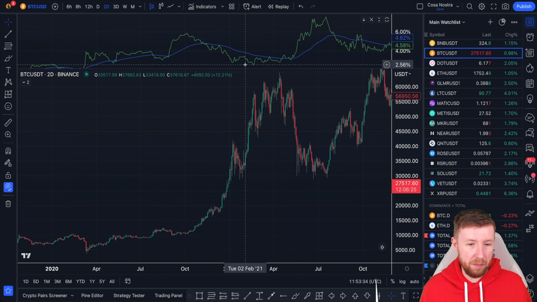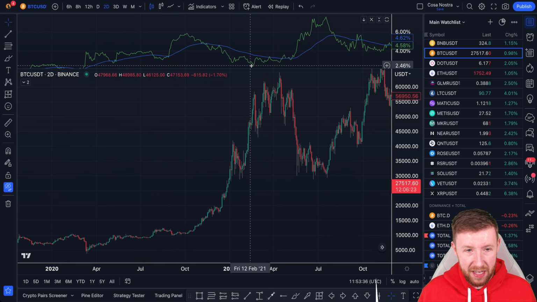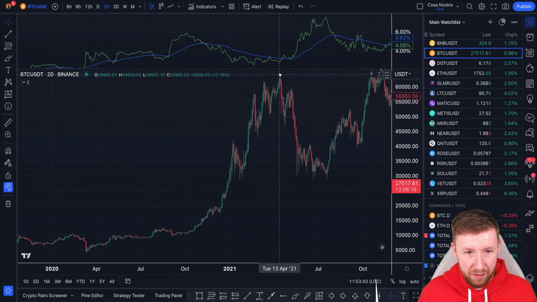Obviously, the market's changed a lot, but the same metrics do happen. You can see here, when we are far away from this EMA, we're at tops. Far away, top. Far away, top. Obviously, every time we bounce back, you can see what's happened. Obviously, that changed the situation here.